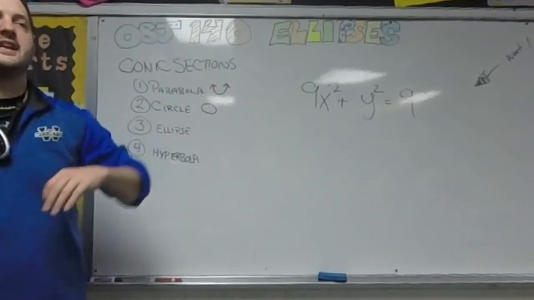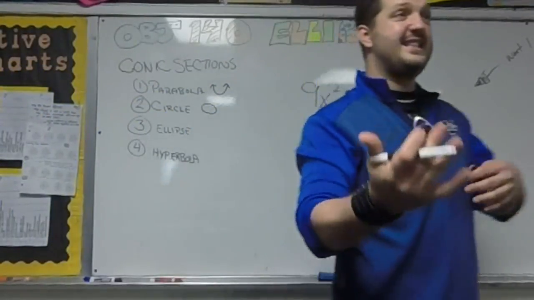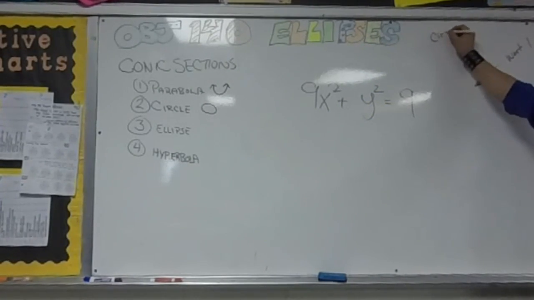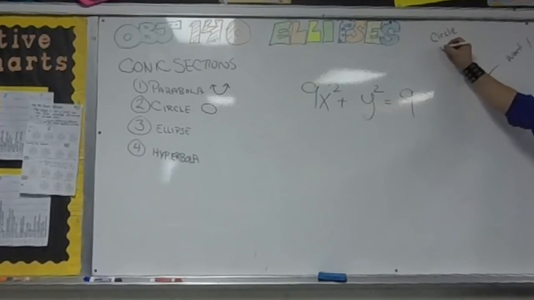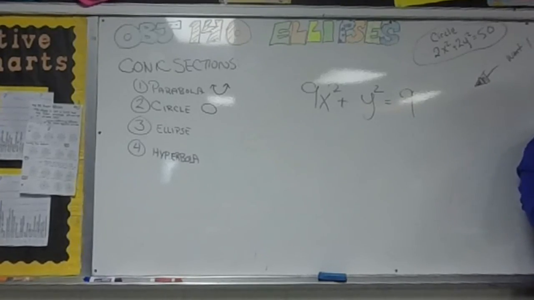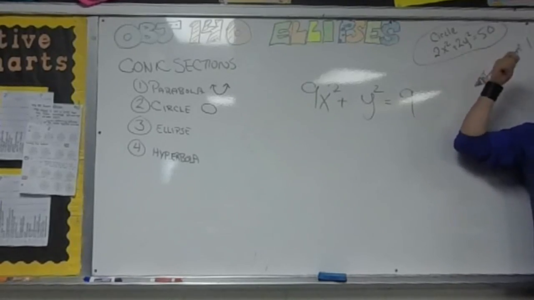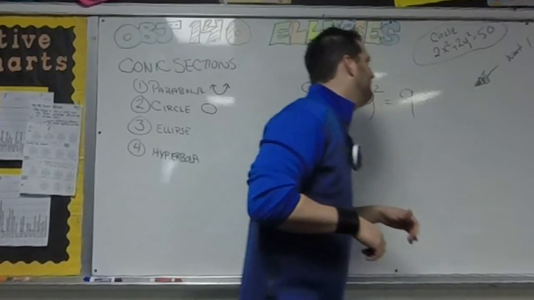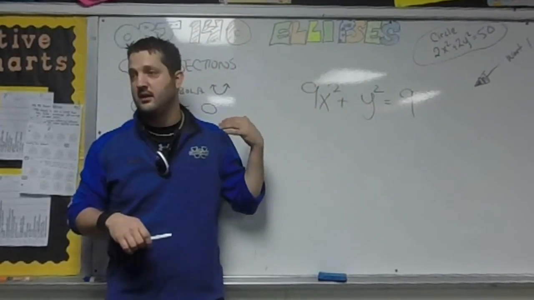Now, if you're looking at this, you've got to ask, is this a circle or is this an ellipse? Remember our circle equation, or I'll give you a different one we haven't seen. Say you had 2x squared plus 2y squared equals 50. That's the equation of a circle. How do I know? Because the coefficients are the same, and I can divide them all by 2. And then it's just x squared plus y squared equals 25, right?